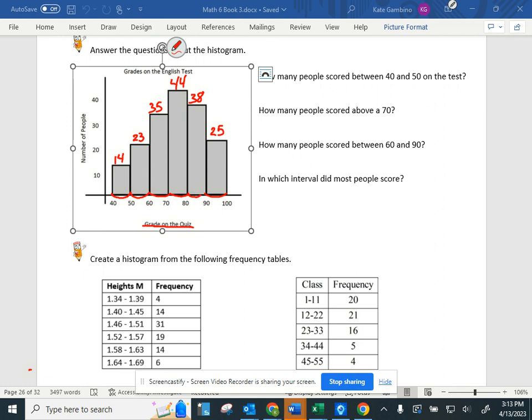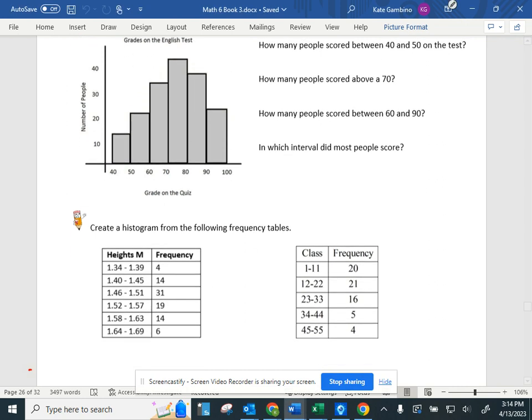So when we look at our questions on the right, how many people scored between 40 and 50 on the test, you're going to look at this bar right here. How many people scored above 70, you're going to look at all three of these bars, because those are the people that got above 70 on their test. And that's how we answer those questions. So look at which chunks we are looking at, and you're going to be adding or subtracting or just using those numbers that we wrote up there.